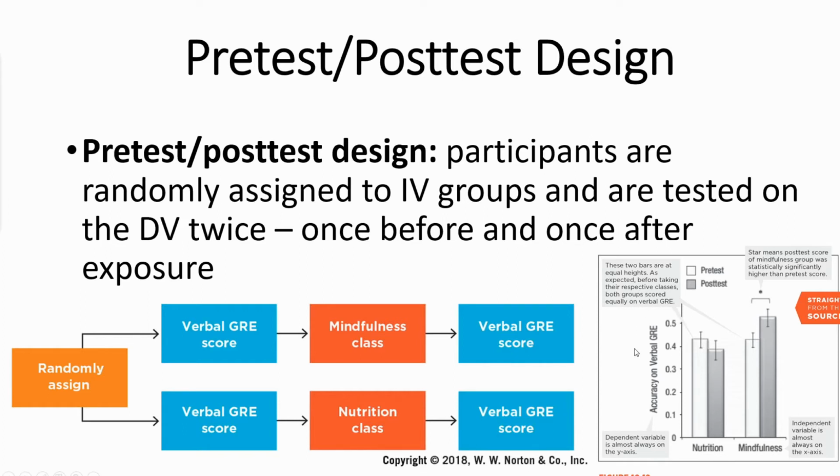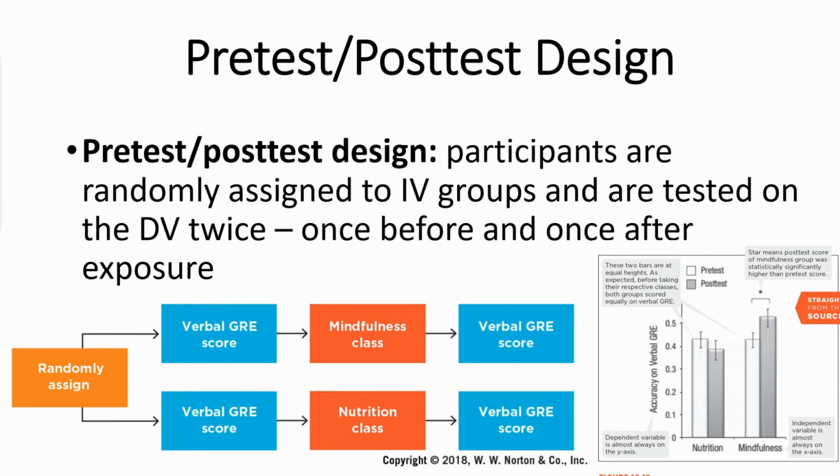So we have our score of accuracy on the verbal GRE, so how well did the student do? And then across the bottom, we have our two groups, the group that went to a nutrition class and the group that went to a mindfulness class. But this time we have 2 bars per each, one that is our pre-test, their measure beforehand, and one that is the post-test, their measure afterward.